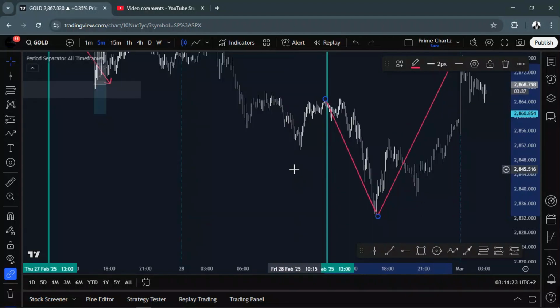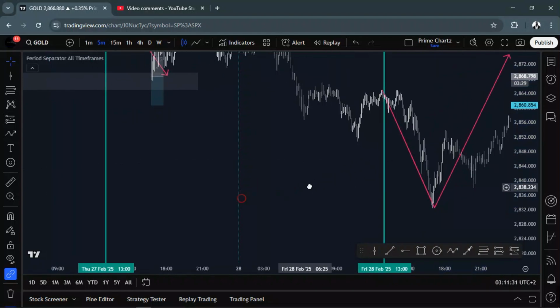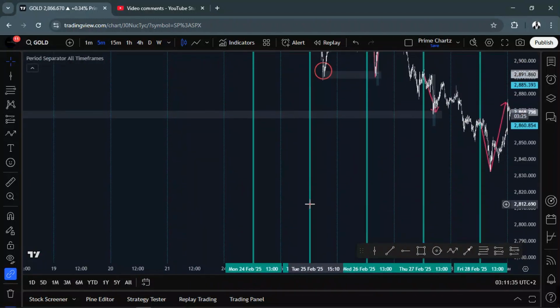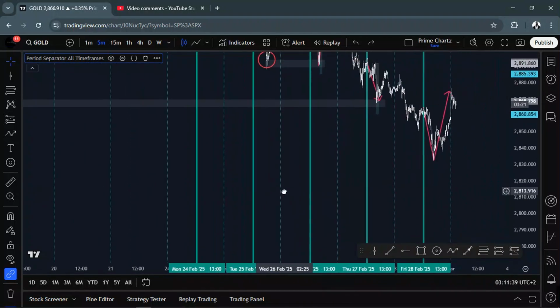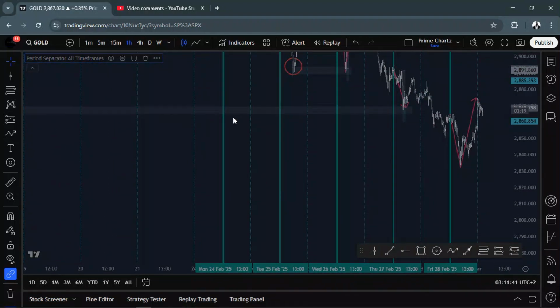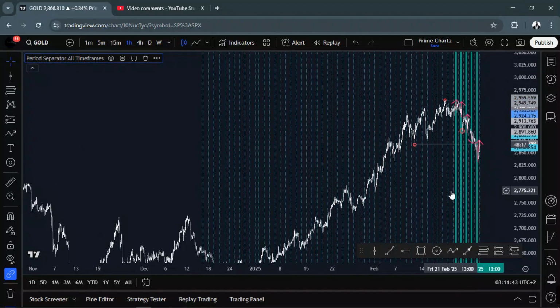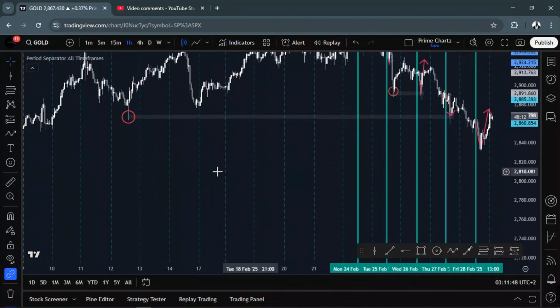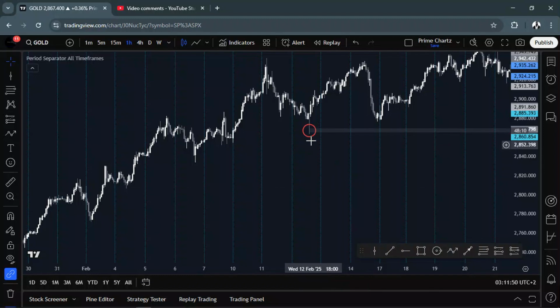And again, we don't just enter the market blindly. We need to find the reasons to enter the market, right? So we need to look on the left side for that. All right, let's go back on 1 hour. This is on 1 hour. What do we see?